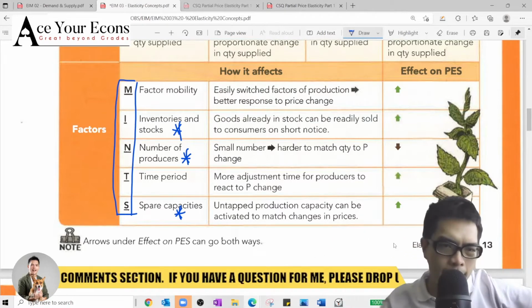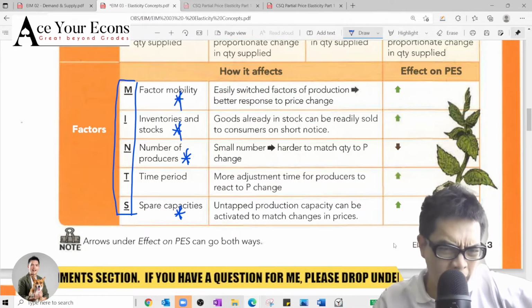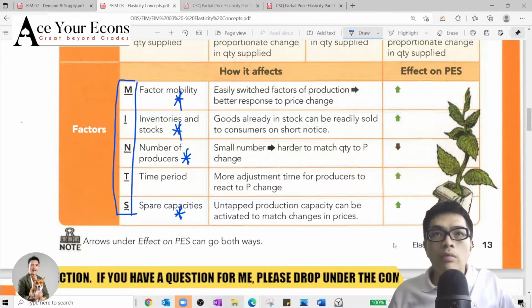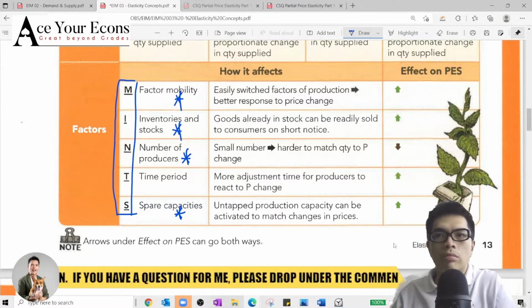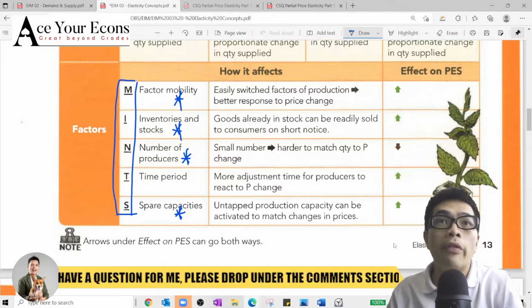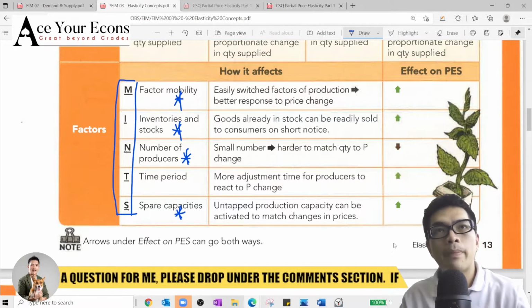T and M, okay, maybe M also. T normally they don't test. So far so good. Okay, so after this we'll go for a break. So, factor mobility. Okay, what do we mean by factor mobility?